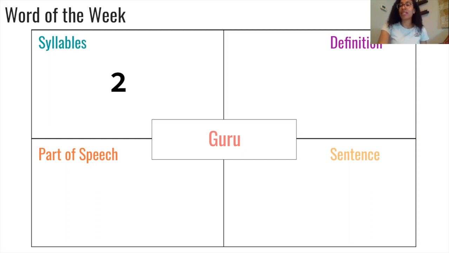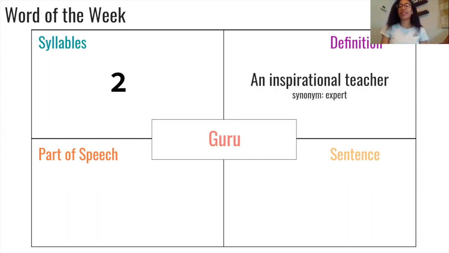Now let's move on to the definition. A guru is an inspirational teacher. A synonym for that would be expert. And that's going to help us out a lot with figuring out our part of speech. So our part of speech for guru is noun, because a noun is a person, place, or thing.